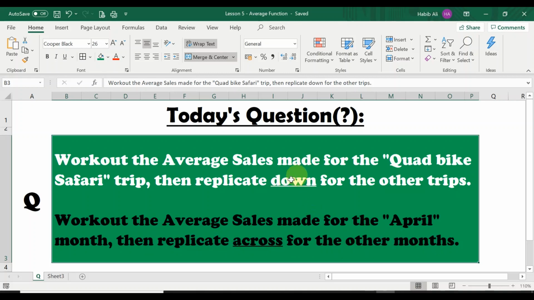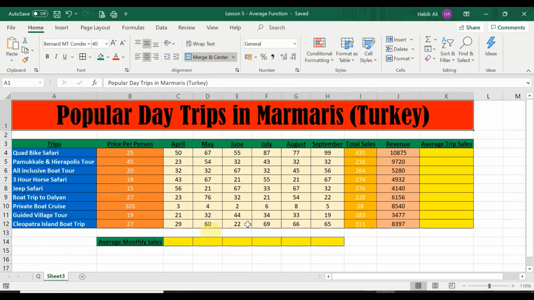So I've kind of underlined these two words. There is a reason for that. In this sense, we are replicating down, and then here we are going to be replicating across. So let's have a look. Now firstly, what we need to do is understand what is average or what is an average function. So in this cell today, we are going to be working out the average trip sales.